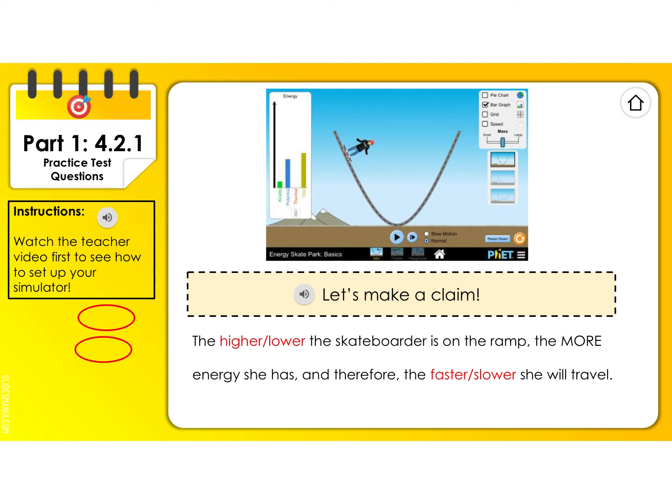And then you're making a claim. So the claim is the higher or lower you're going to decide the skateboarder is on the ramp, the more energy she has, and therefore the faster or slower she will travel. So we're looking for where she'll have the most energy. You're going to move those circles over to higher or lower, or faster or slower.